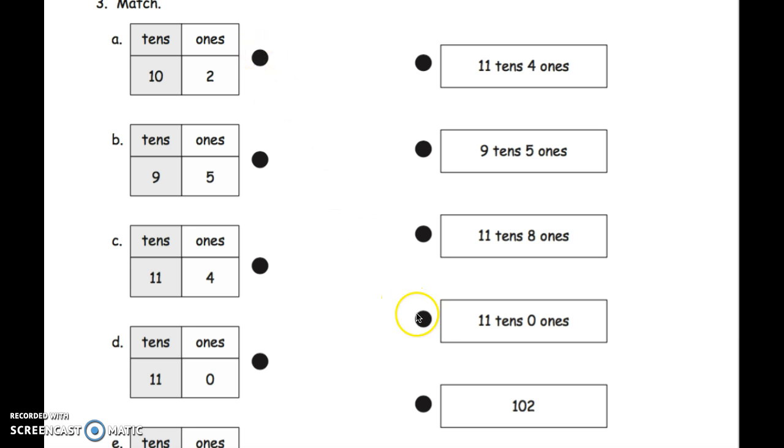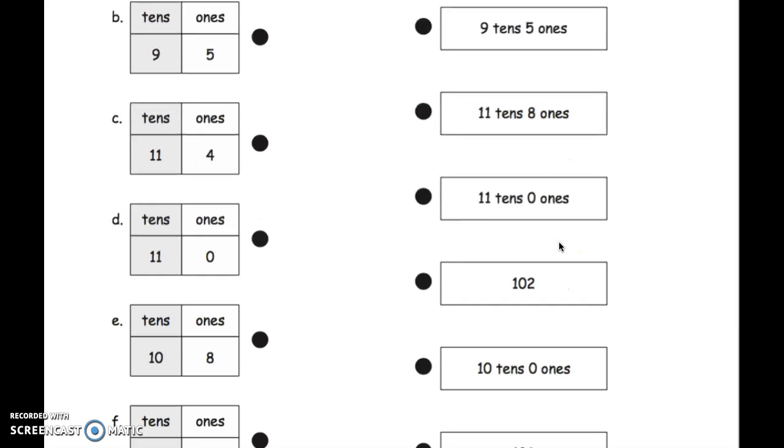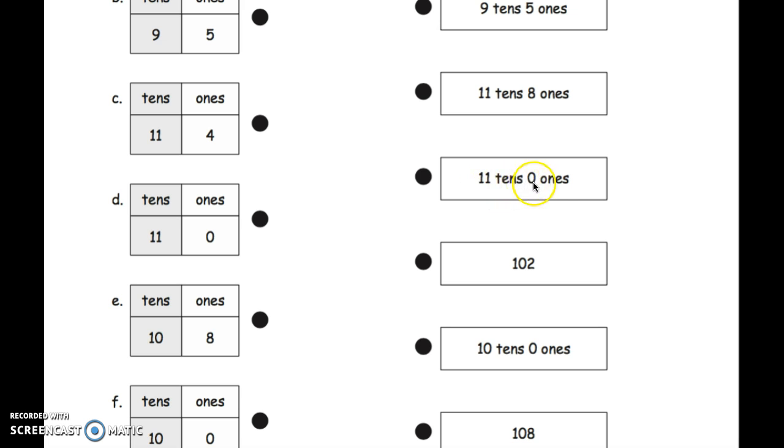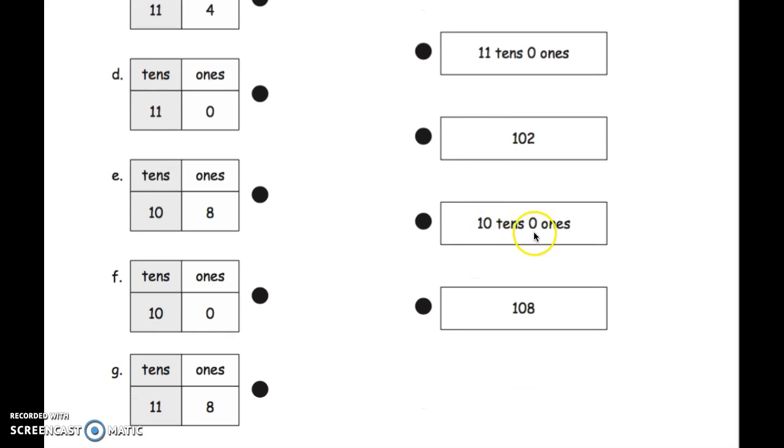These two are not the match, but we're going to pretend these are, so I would draw a line. But again, this is not the correct answer. So look at the place value charts, find the match. On the right, this says 11 tens, 4 ones; 9 tens, 5 ones; 11 tens, 8 ones; 11 tens, 0 ones, the number 102; 10 tens, 0 ones; 108.